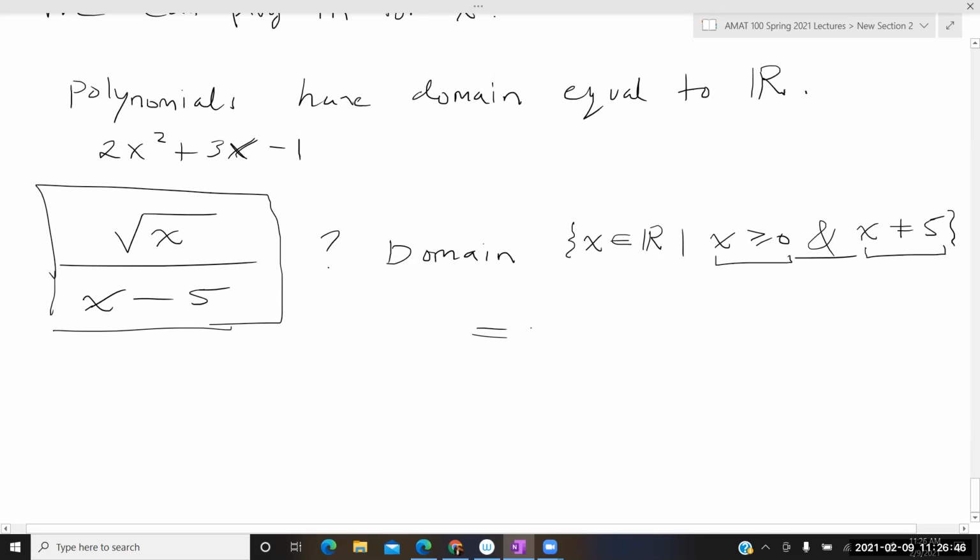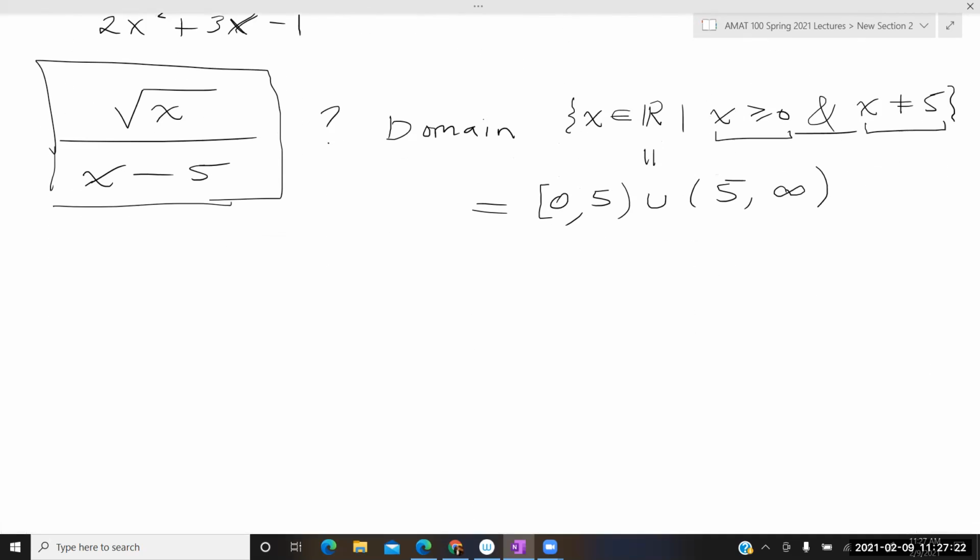So this set is also equal to the following. It's equal to 0, 5, but not including 5, union 5 to infinity. So these two sets equal each other. If you think about this long enough, you'll see that these two sets are equal. They're two ways of expressing the same set.